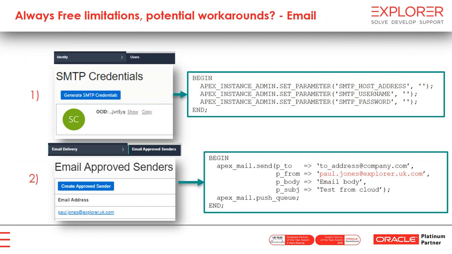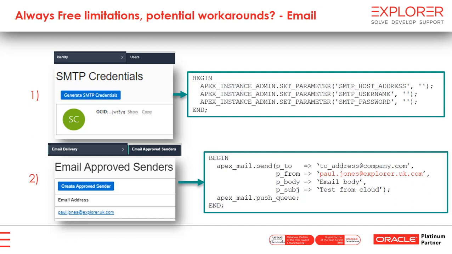So before talking about the email workaround that you will need to follow during your trial, I first need to explain how to send emails from an autonomous database, because it's a little bit different. Firstly, go to your user account and generate some SMTP credentials for your user and set the parameters using the Apex Instance admin.